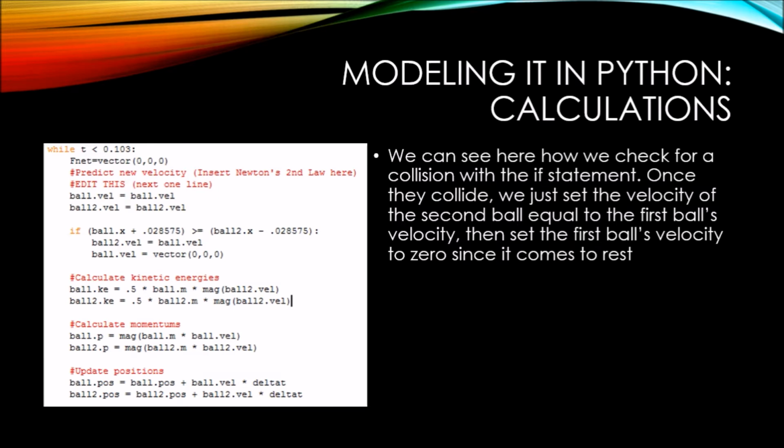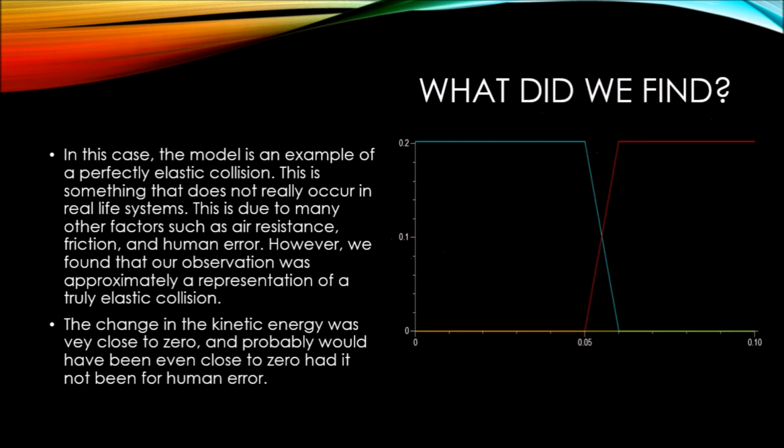However, in the if statement, we can see that if they do collide, then we set ball 2's velocity equal to ball 1's velocity because all the energy from ball 1 is transferred to ball 2. Then we set ball 1's velocity equal to a vector of 0, 0, 0 because it comes to rest. Then you can see that we calculate the kinetic energies of each ball with the equations we discussed earlier as well as the momentums. And then we update the positions by adding their initial position to the velocity times delta t.